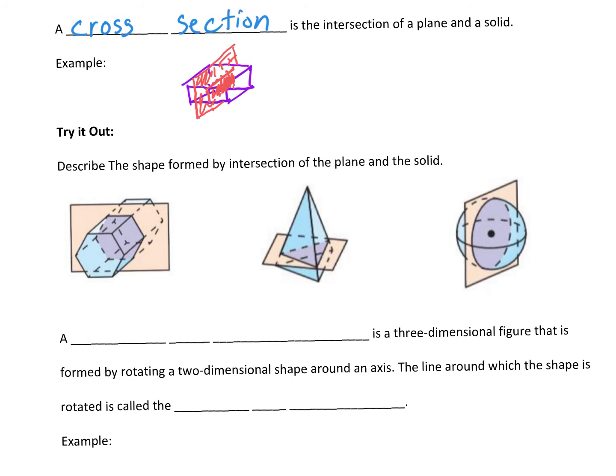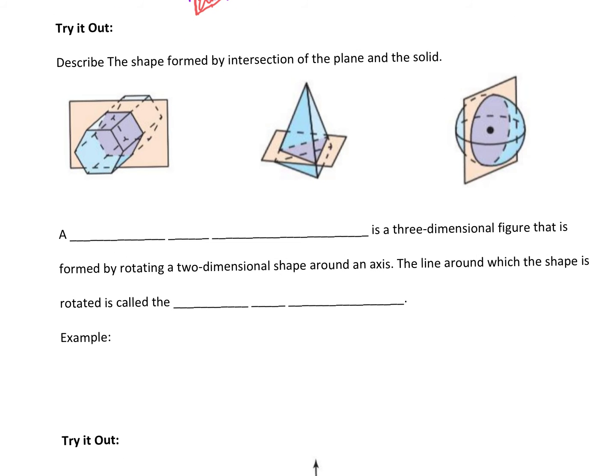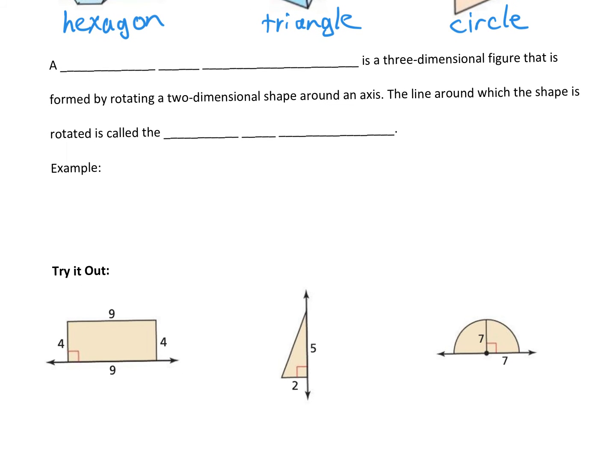So let's try that down here. Describe the shape, the dark shaded area. The first shape, if you count it, has 6 sides, so it is a hexagon. Next one, 3 sides, so it's a triangle. Next one, obviously it's a circle. That's the shape that's made by cutting that particular plane through that solid.